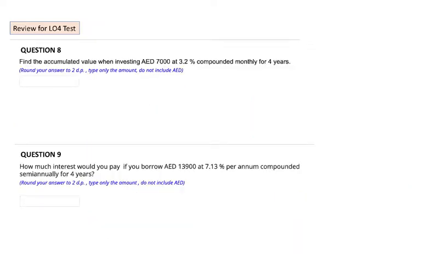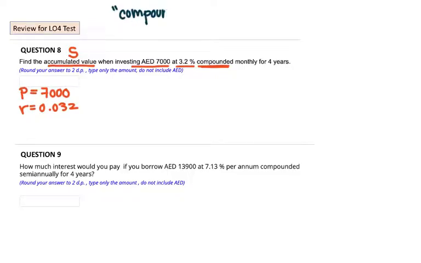Okay, let's look at the next question. Find the accumulated value, so that's the future value, when investing 7,000. P equals 7,000, that's our starting amount. The rate is 3.2%, 0.032. This is the first time I'm seeing the word compounded. So when you see the word compounded, we instantly know we can't use the easy, simple equations.